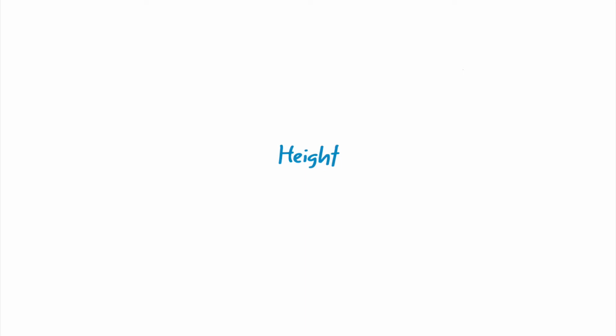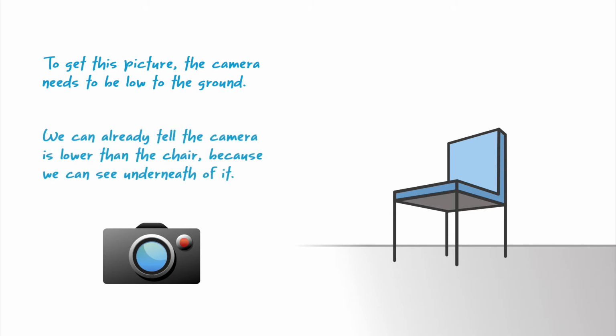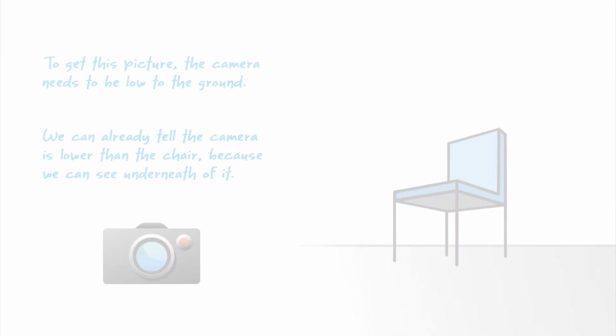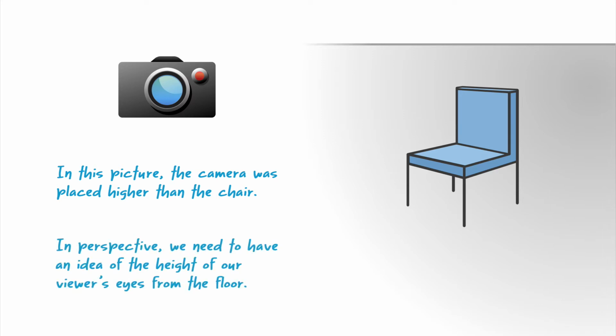Height. Going back to the idea of taking a picture, if you and your camera are low to the ground, chances are you'll be looking up at most everything. Looking at this chair, we can see the underneath of it. That means the camera was placed lower than the underneath of the chair. In this shot, we're looking down on the entire chair, so the camera was placed higher. This all has to do with the height of the camera. Pretty easy, obvious stuff.